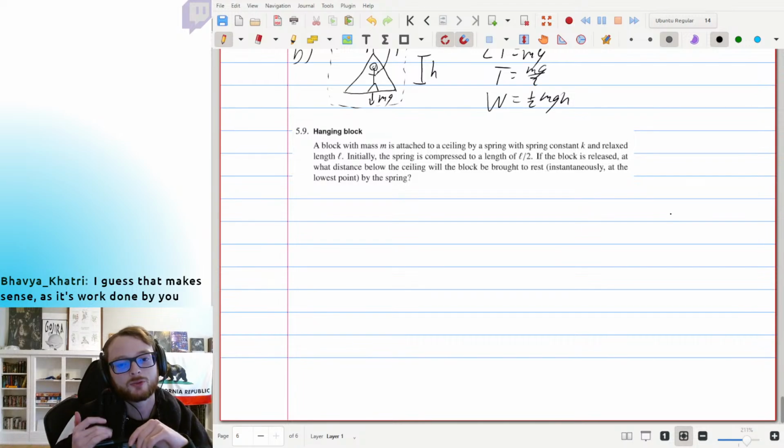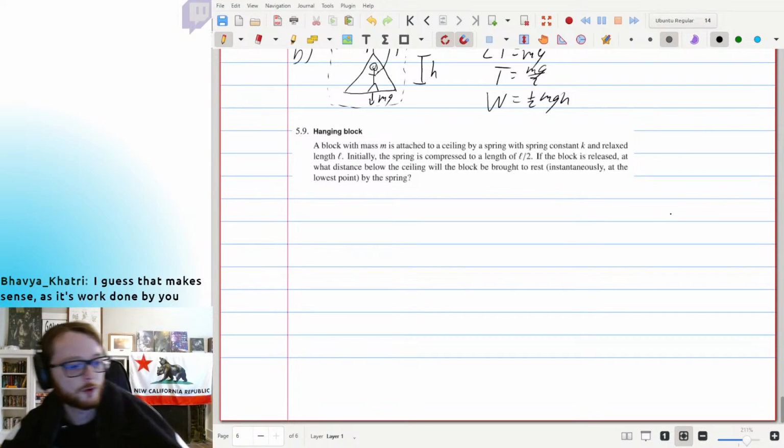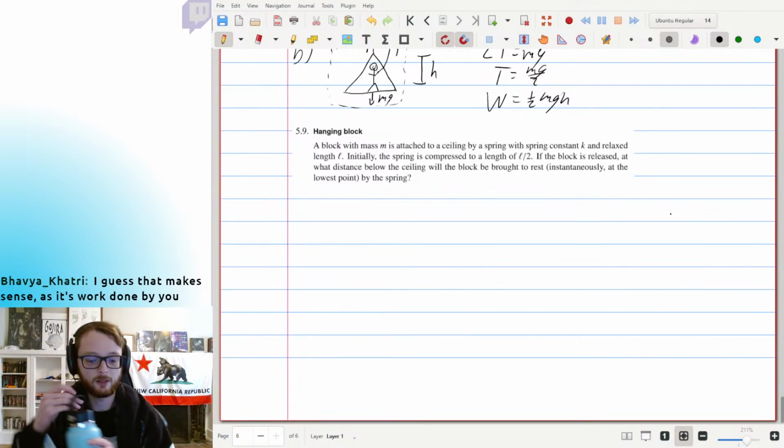Block of mass M is attached to a ceiling by a spring with constant K and relaxed length L. Initially, the spring is compressed to a length of L over 2. The block is released. How far below the ceiling will the block be brought to rest? Okay, I'm glad we're doing a question like this, because I remember wondering what would happen with this in an earlier problem.